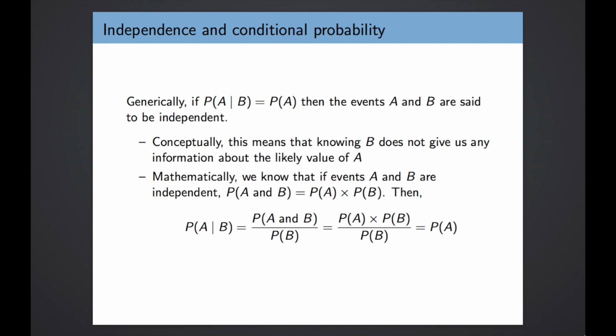I can say, what's the probability of coffee conditional on rain? But the reality is that rain doesn't affect my decision of whether to drink coffee at all. So my probability of having coffee is just my probability of having coffee.